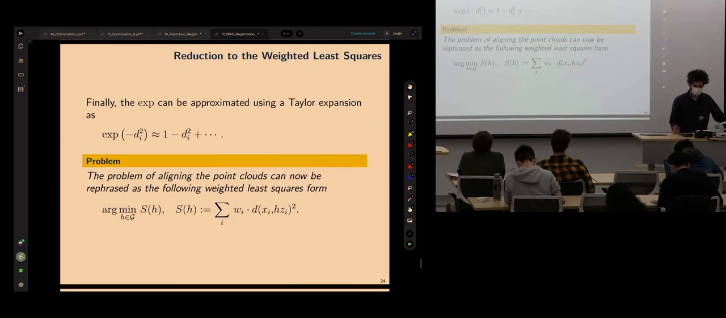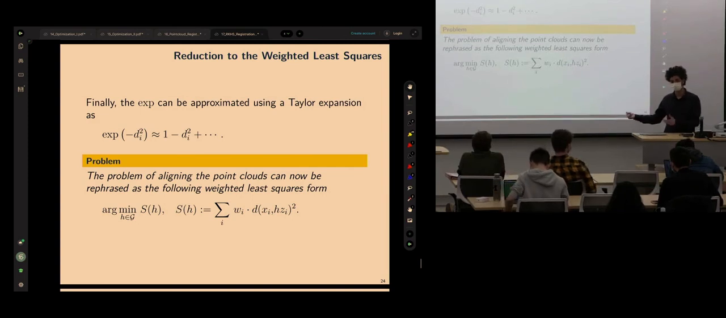Now do a Taylor expansion for the exponential. The first part is constant, of course. It does not depend on the transformation. The maximization of the exponential of the negative of this distance becomes minimization of this weighted least squares problem. So the weighted least squares problem is a special case of what we're doing.